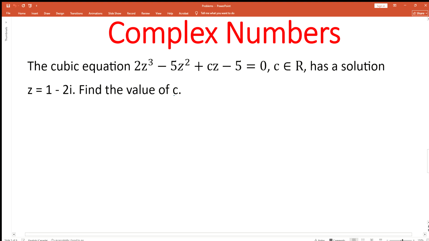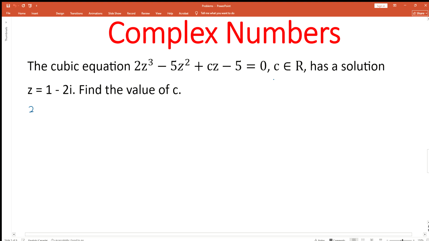In order to find the value of c, we have to use the given solution 1 minus 2i. In the given solution, i represents the imaginary unit. The given solution is a complex number in standard form. If we sub in z as 1 minus 2i in the given equation, the left side should become equal to the right side. So we should replace z with 1 minus 2i in the given equation.